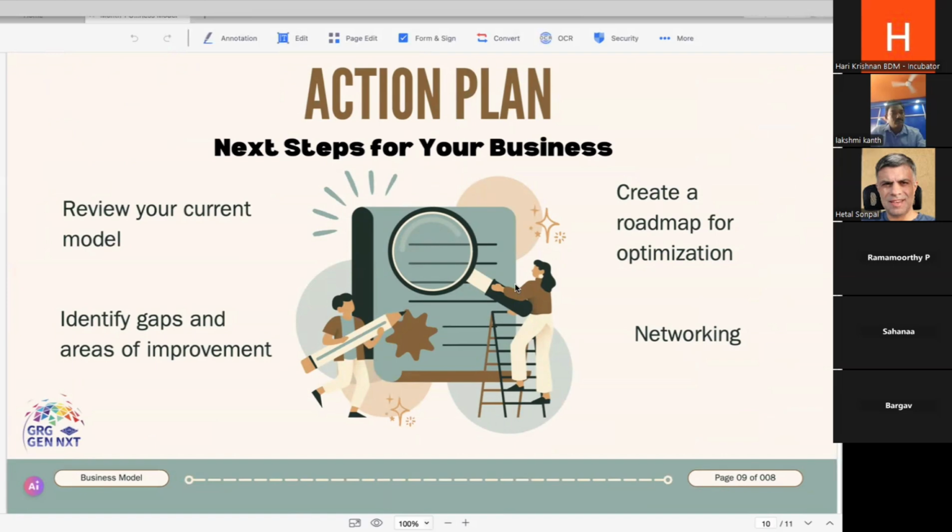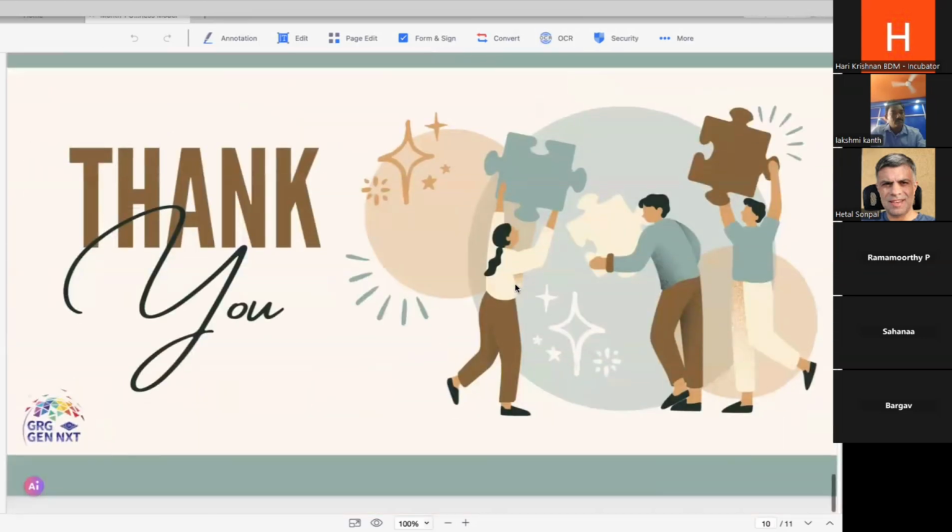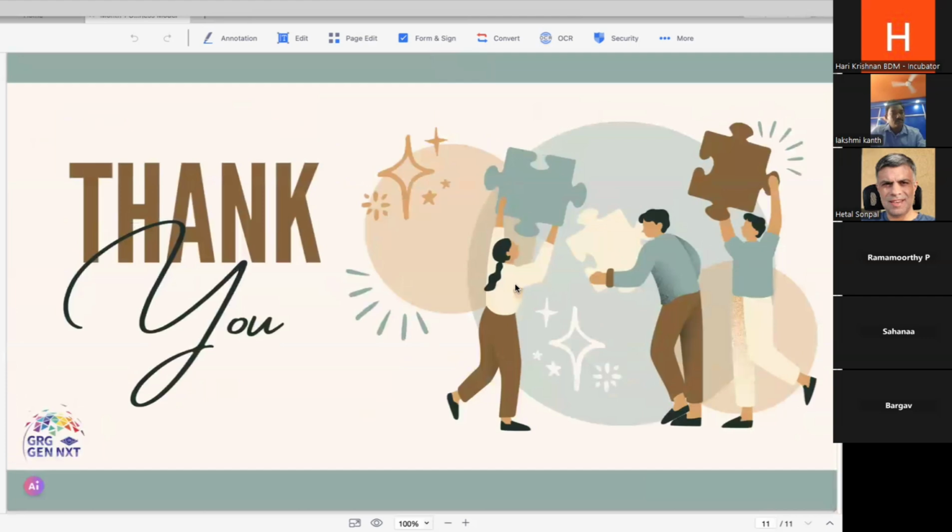Review your current model, identify the gaps and areas for improvement. I'm assuming you would have got some value-added inputs from today's call. Try and inculcate those gaps or areas for improvement in your business model, and create a roadmap for optimization. And finally, share that business model on email or WhatsApp, whatever way is possible. Would love to hear back from you and see how we can add more elements.